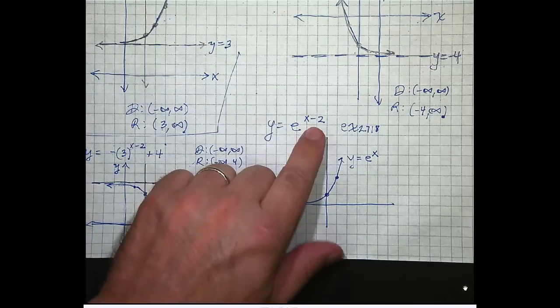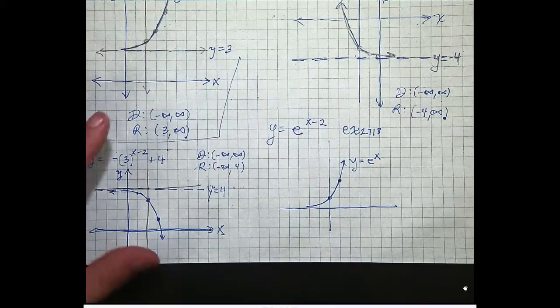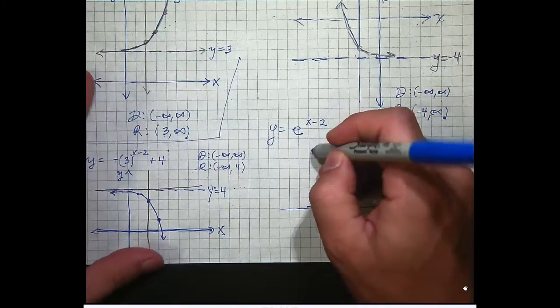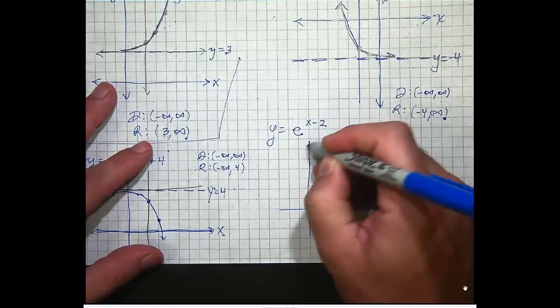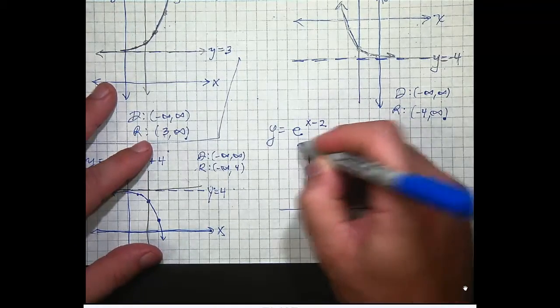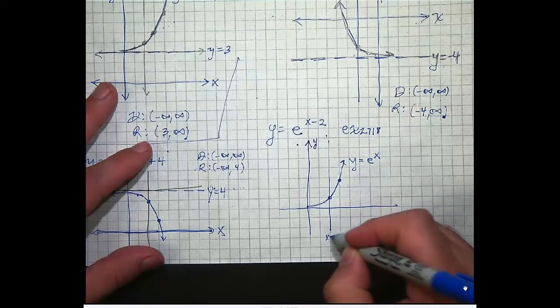Well, this has been shifted 2 to the right. I've already drawn the graph. I don't want to undraw it. So what I'm going to do is I'm going to shift the axes, the y-axis, to the left. I've done that a bunch today, so I'm hoping you get that little trick. So this line is now actually x equals 2.